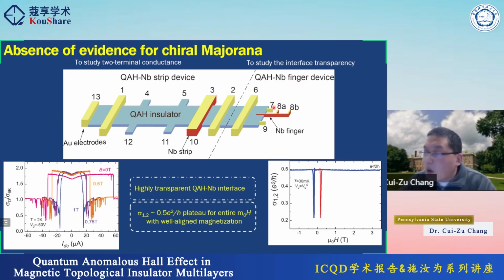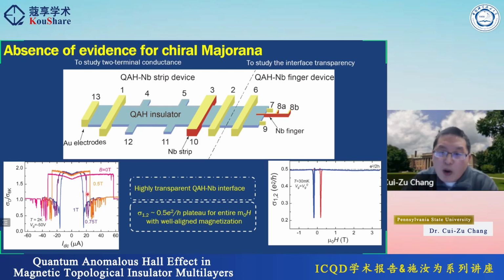And we use the quantum anomalous Hall device to check the interface because, from the theoretical prediction, the interface should be good. A highly transparent interface can help the formation of topological superconductivity. So now we're using the device with the Andreev reflection to check the transparency. Here we can see the conductance increase almost 180%. For perfect Andreev reflection it should be doubled, so here it is 180%. So the interface is great.